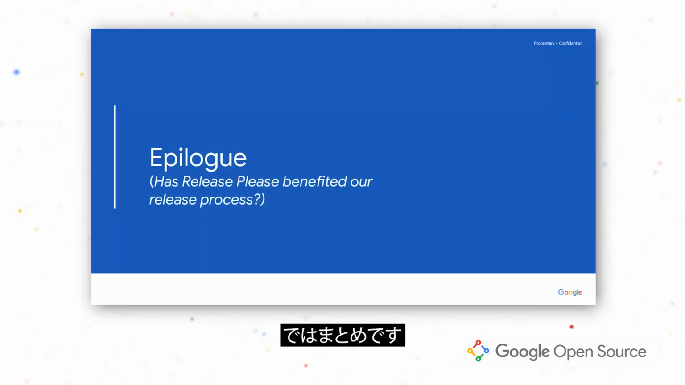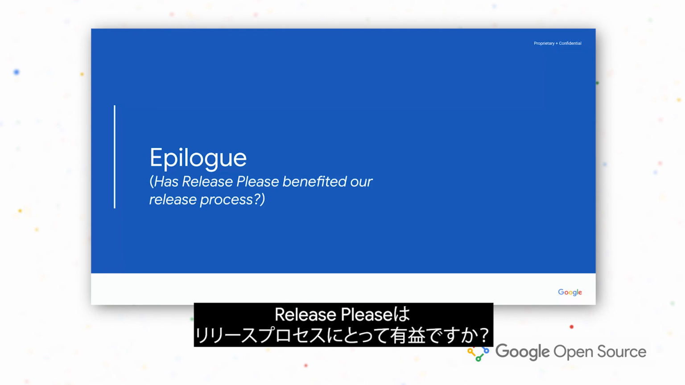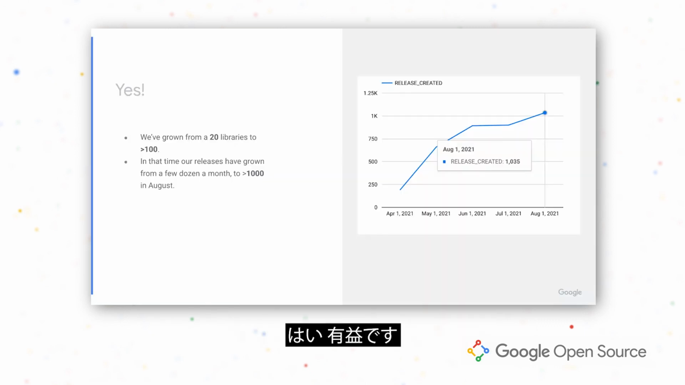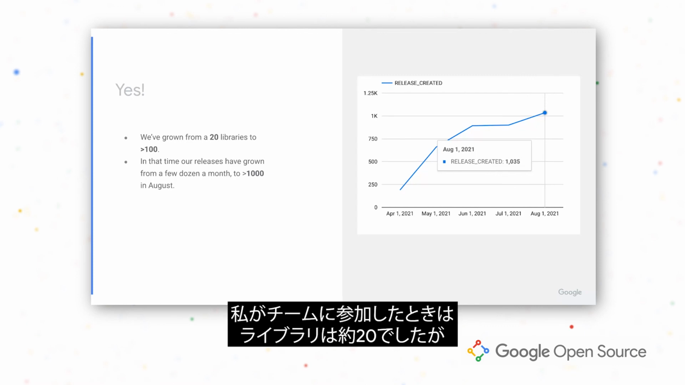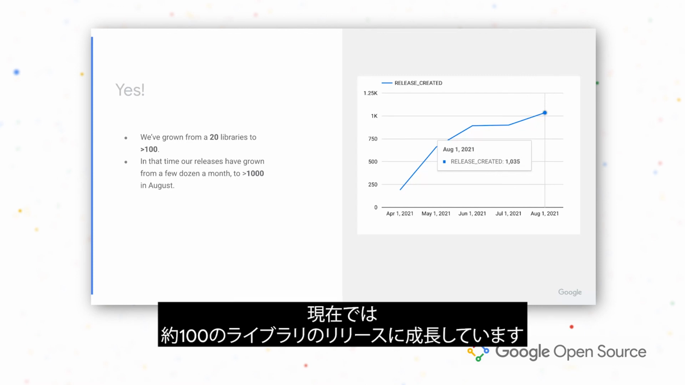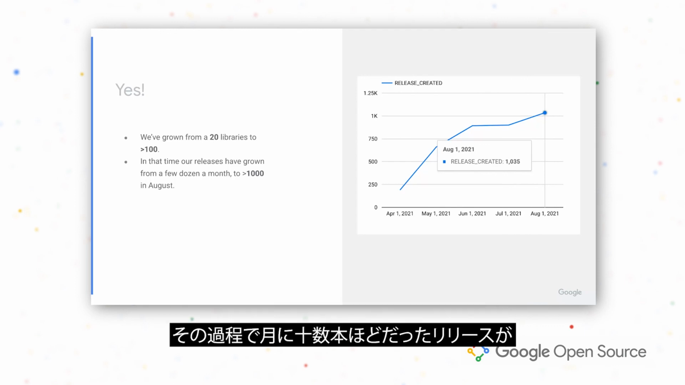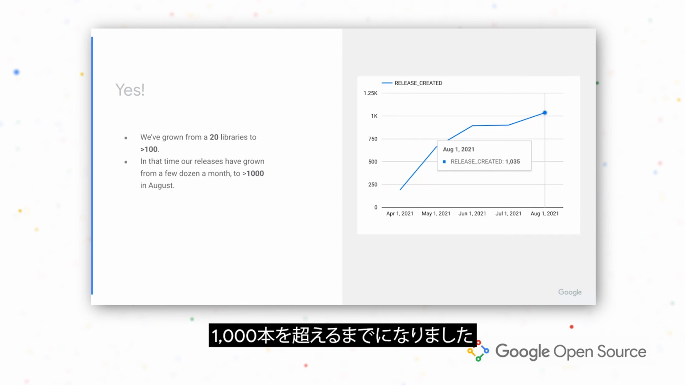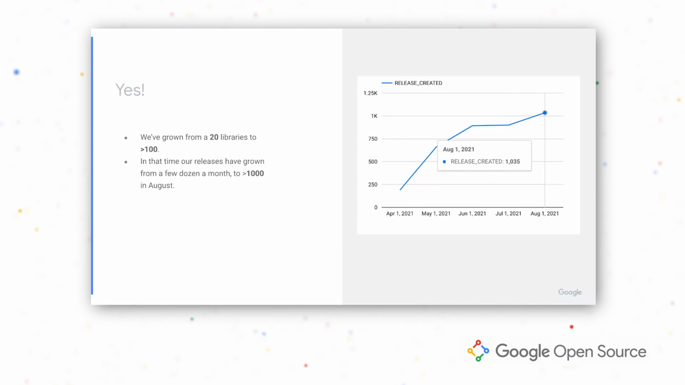So a little bit of an epilogue. Has Release Please actually benefited our release process? Yes, it has. We've grown from about 20 libraries when I started on my team to releasing for about 100 libraries at this time. In that process, our releases have grown from perhaps a dozen a month to greater than 1,000. I think if we didn't have this automation in place, people would have grown very fatigued of the amount of time they were spending handling releases. And furthermore, as I said, I think just in terms of people hours, it would have taken at least 6 people a month to do it.